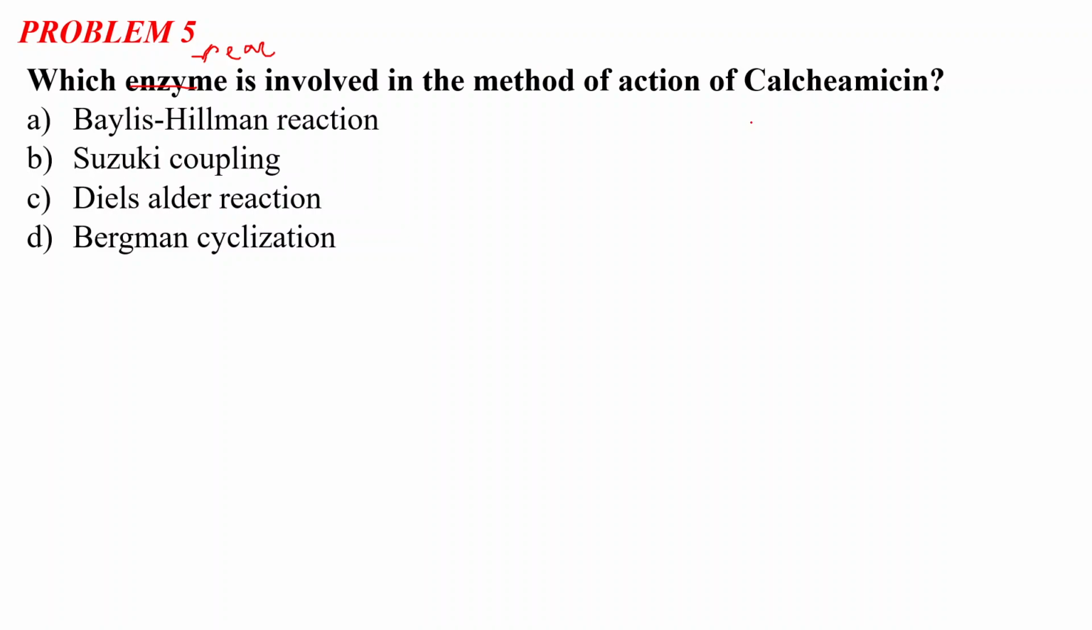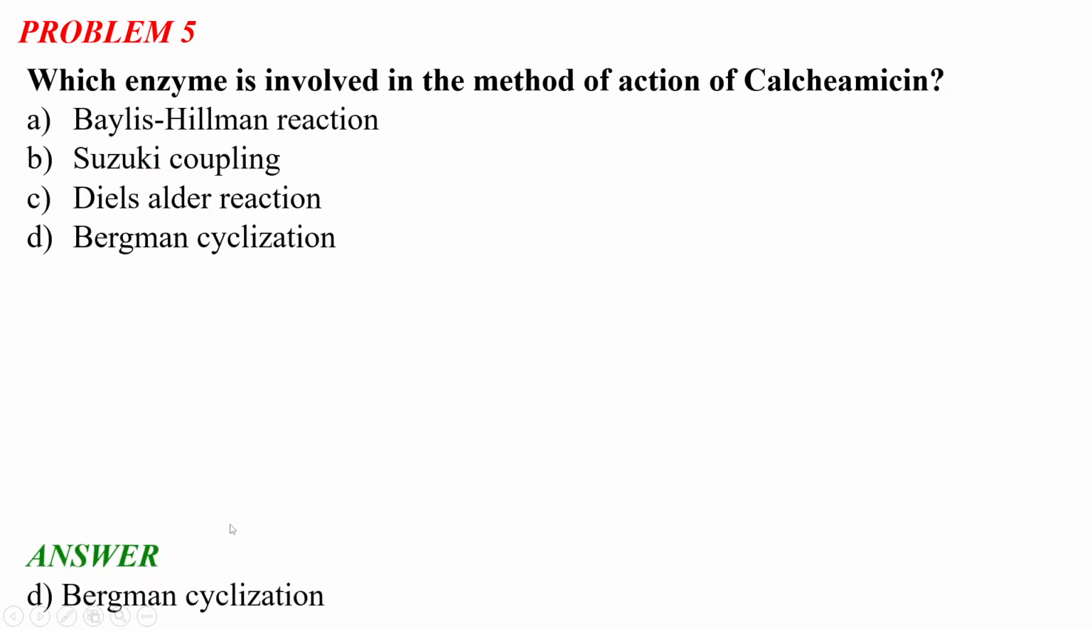calicheamicin. Okay, so this is a drug basically, and there is one mechanism, one name reaction, which is involved in the method of action of this drug. So first I will tell you the answer, then I will correct it, and then we will discuss it.